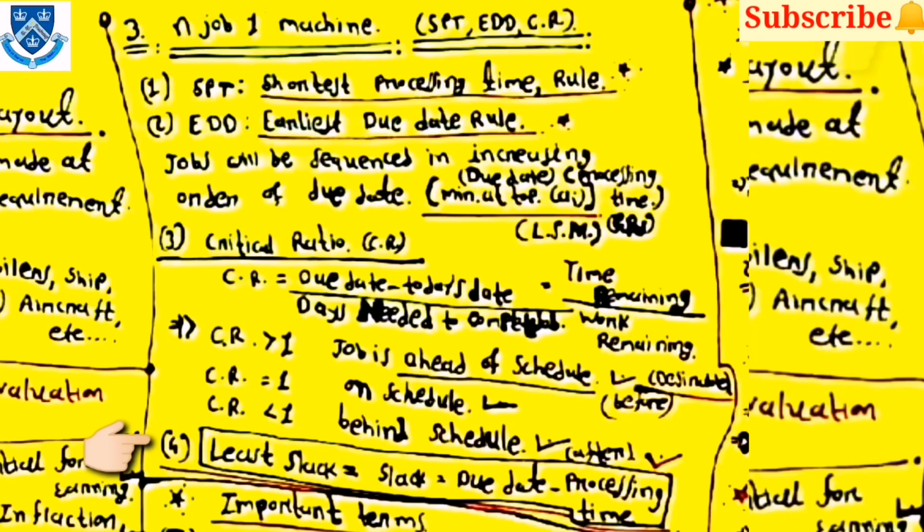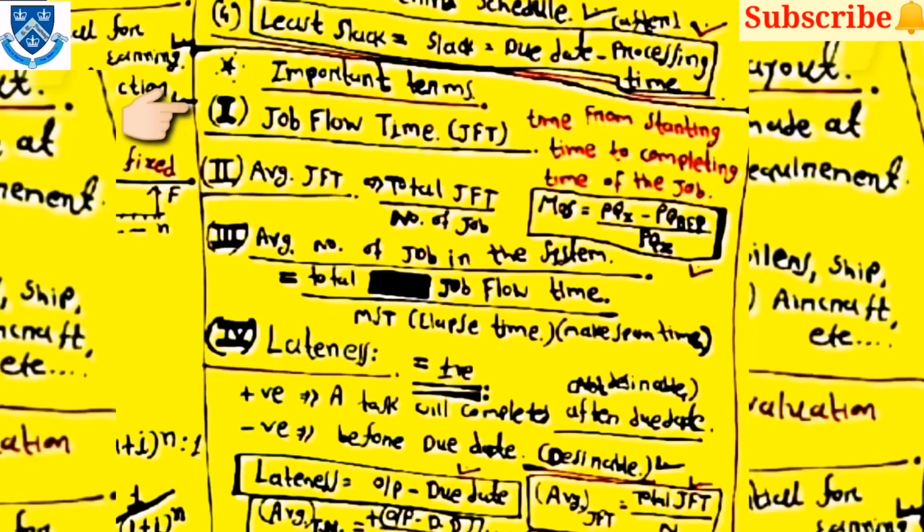Then least slack is equal to due date minus processing time. Some important terms are there. First one is the job flow time. We can say it is the time from the starting time to the completing time of the job. Then the second one is the average JFT, meaning total JFT divided by the number of jobs.